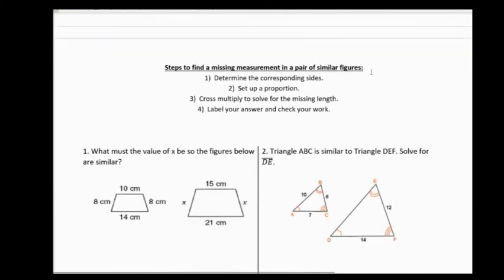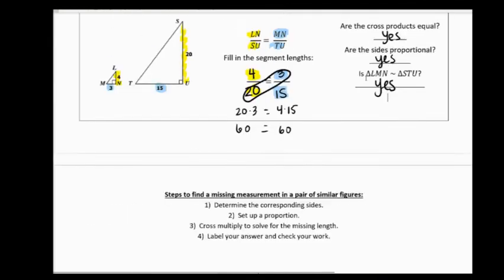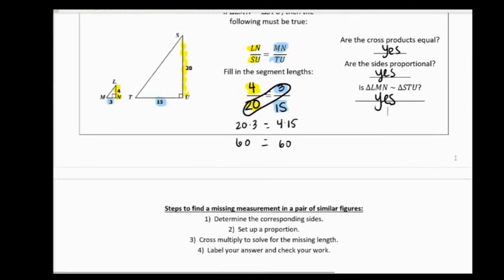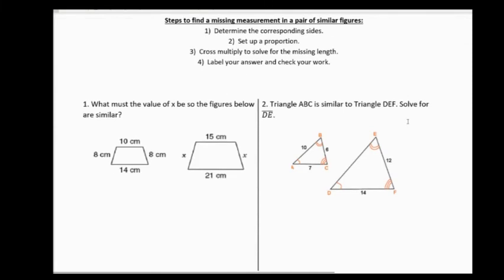On our last example, we're going to try to find the missing measurement in a pair of similar figures. It's similar to what we just did, but one of the sides will be missing, so we're going to have to solve for that missing piece. We're going to look at the first example with these trapezoids. I noticed that I have 10 on top, which is the shorter of the two bases here. That's going to correspond with 15 in the second one. 14 and 21 are corresponding. And then our last pair, where we have 8 and 8, those will correspond to our x's in the bigger trapezoid.